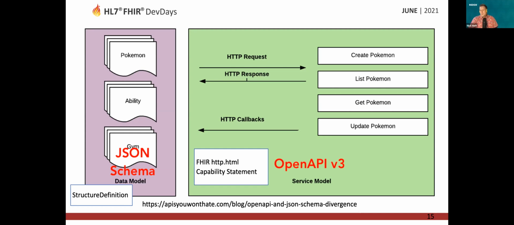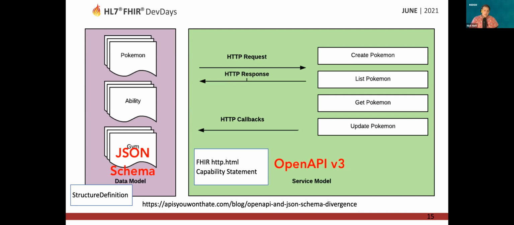It's always easier to just go back to Pokemon when you're lost. So I actually stole this from this blog post below about how OpenAPI and JSON Schema diverge. That's something we're going to talk about. But basically, you can think of both of these worlds, OpenAPI and FHIR, being divided into 2 parts. One is the data model, and one is the service model.